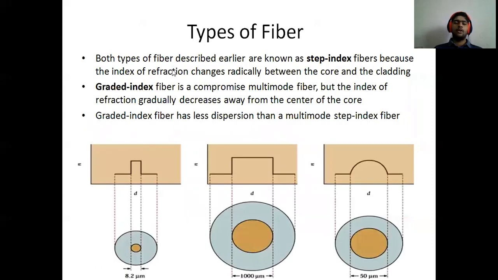Types of fiber. Both types of fibers described earlier are known as step index fibers because the index of refraction changes radically between the core and cladding. Graded index fiber is a compromised multi-mode fiber, but the index of refraction gradually decreases away from the center of the core. Graded index fiber has less dispersion than multi-mode step index fiber.